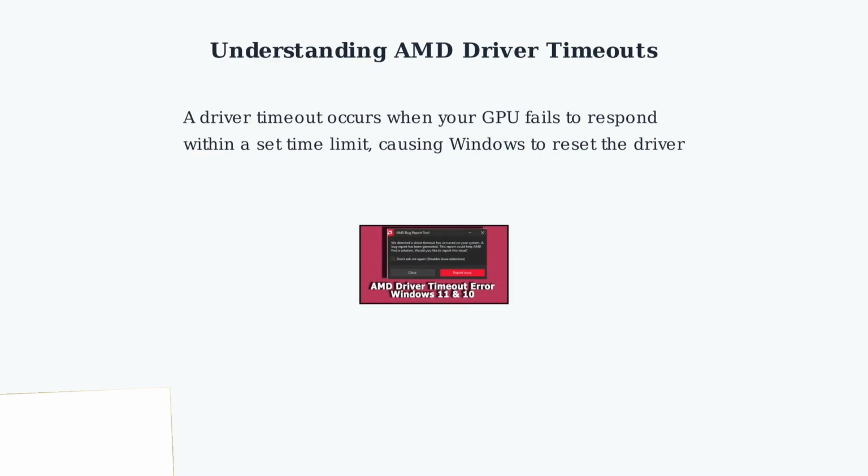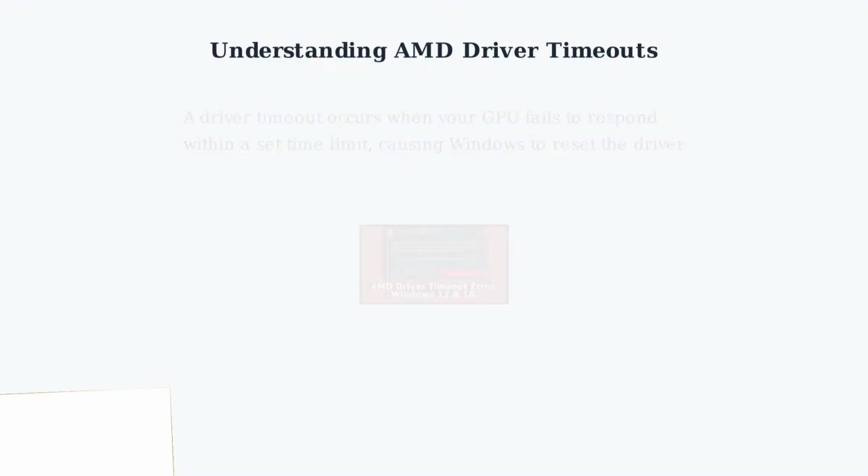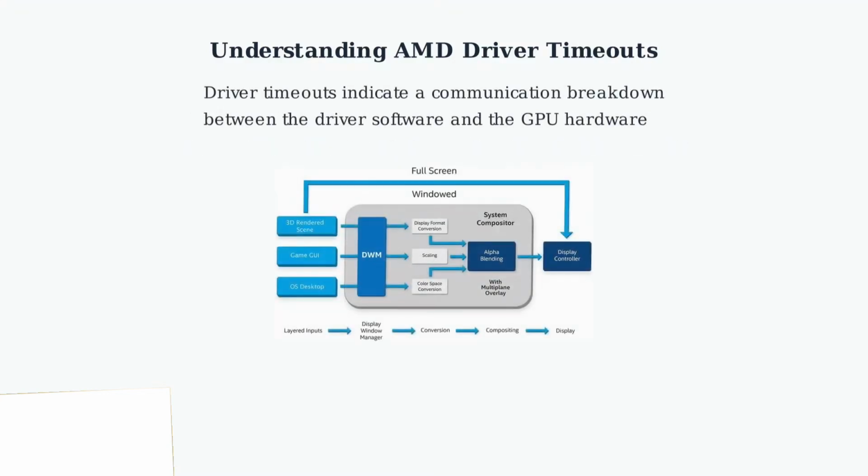When a driver timeout occurs, users typically see AMD's bug report tool, which asks if they want to report the issue to help AMD find a solution. These timeouts represent a communication breakdown between the driver software and the graphics hardware. The system compositor manages multiple layers of graphics processing, and when communication fails at any point, a timeout can occur.